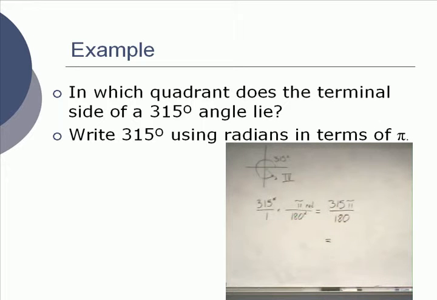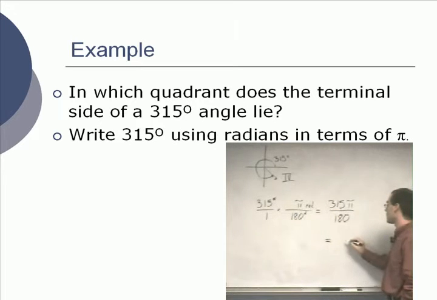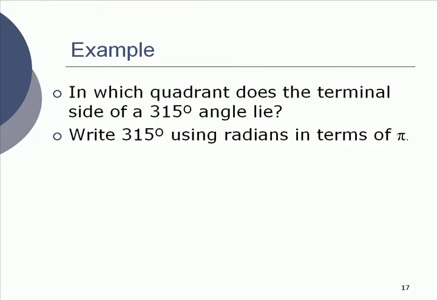Those are each going to divide by a factor of what? 5. You can do even better than that. 15 and even 45. Suppose you don't catch it and you only do 15. It'll still reduce down beyond that. They'll both divide by 45. This one will become 7 pi, and 180 divided by 45 is 4. So we have 7 pi over 4 radians. 315 degrees is 7 pi over 4. All right.